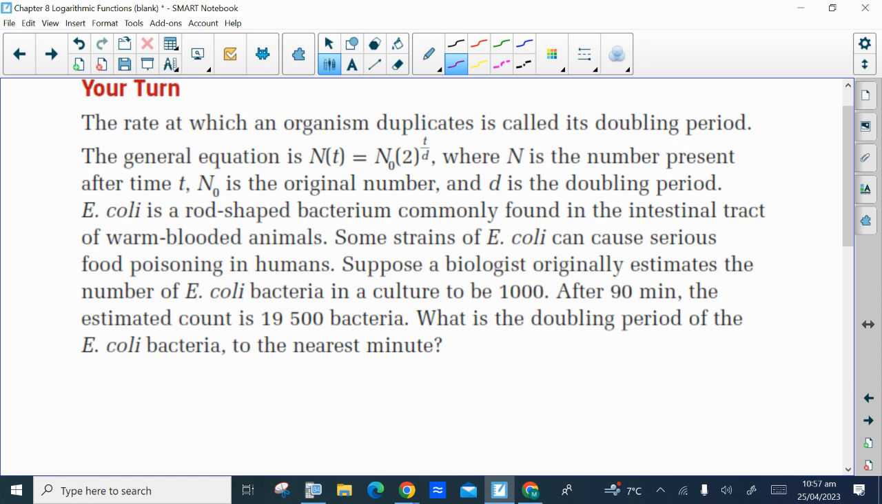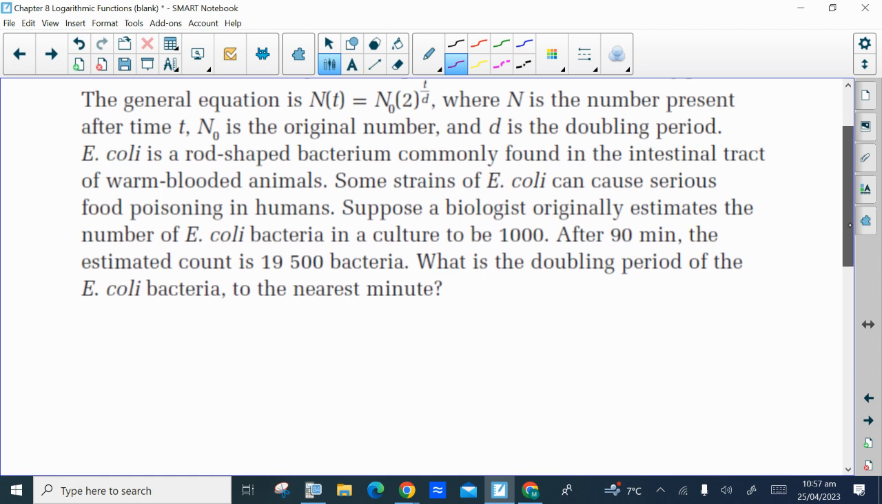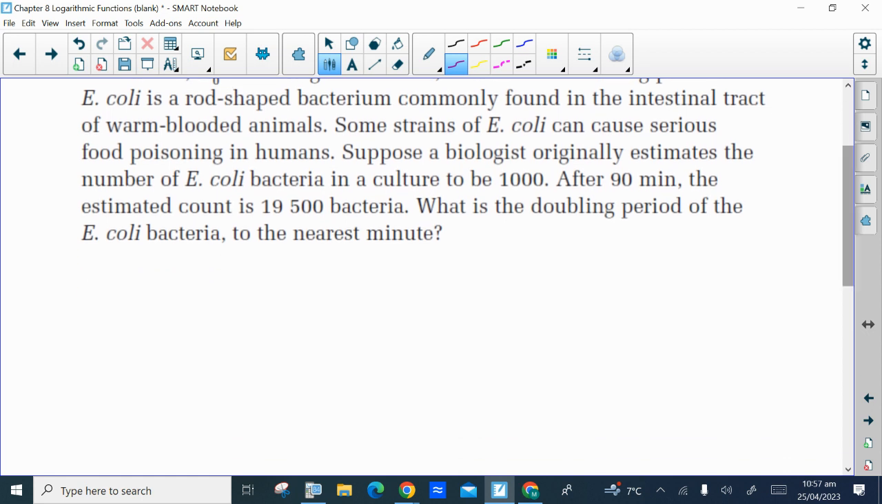So E. coli is a rod-shaped bacterium commonly found in the intestinal tract of warm-blooded animals. Some strains of E. coli can cause serious food poisoning in humans. Suppose a biologist originally estimated the number of E. coli bacteria in a culture to be 1,000, and after 90 minutes, the estimated count was 19,500. What is the doubling period?